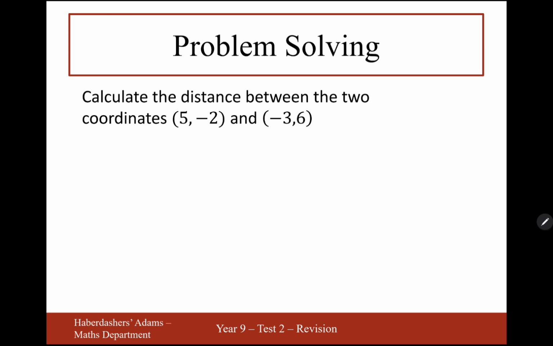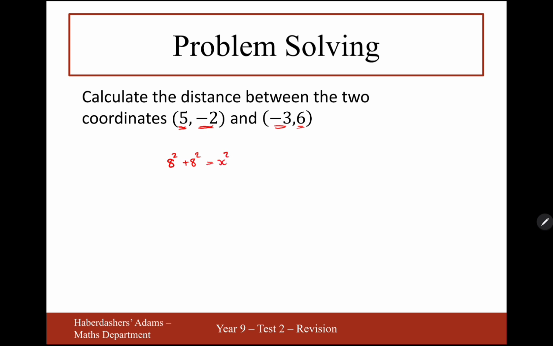Okay, so without having to draw the diagram, let's work out how far left and right these two coordinates are of each other by looking at the two x values. So between 5 and -3, that is 8. And let's work out how far up and down these two coordinates are from each other. So from -2 to 6, that's also 8. So 8 squared add 8 squared equals x squared.